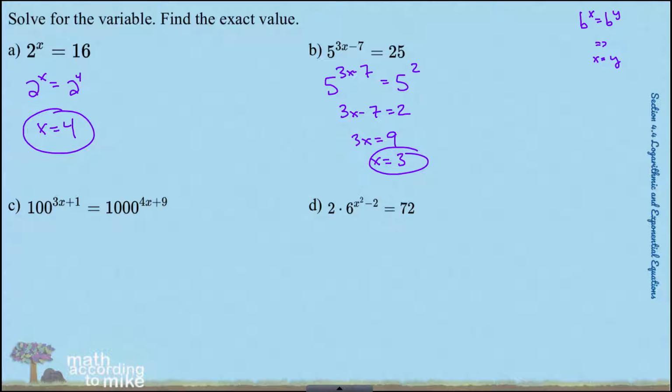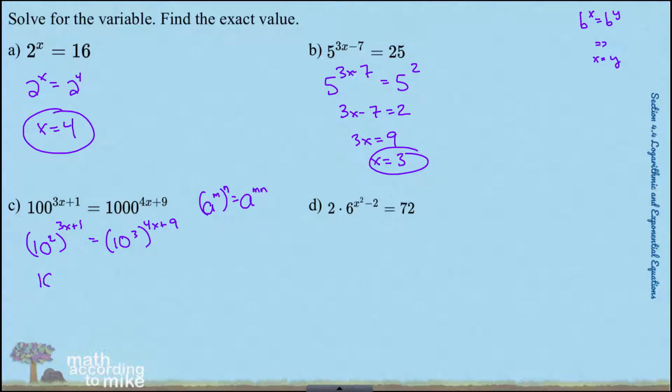In part C, both sides need to be written to a common base. 1,000 is not an easy base of 100. Again, difference between multiples and powers. The common base would be 10. 10 squared is 100. And 10 cubed is 1,000. Notice the use of parentheses. The reason the parentheses are there is because when you have a power to a power, what do you do with the powers? You multiply.